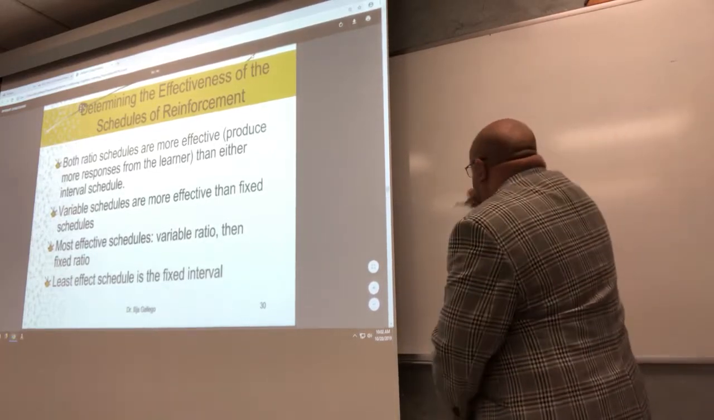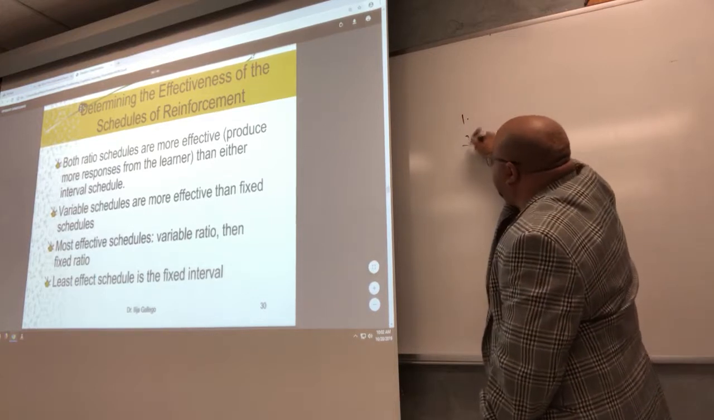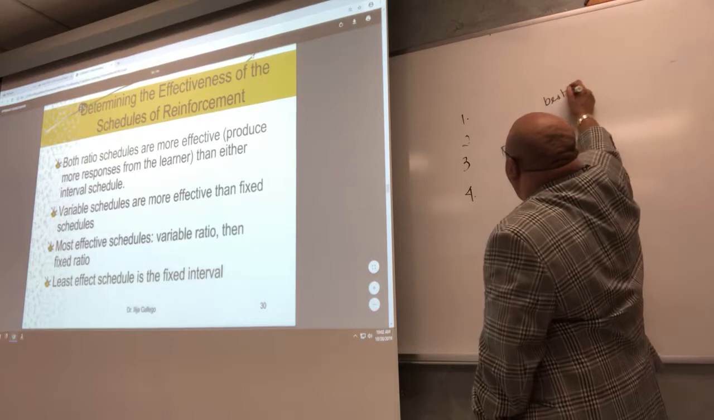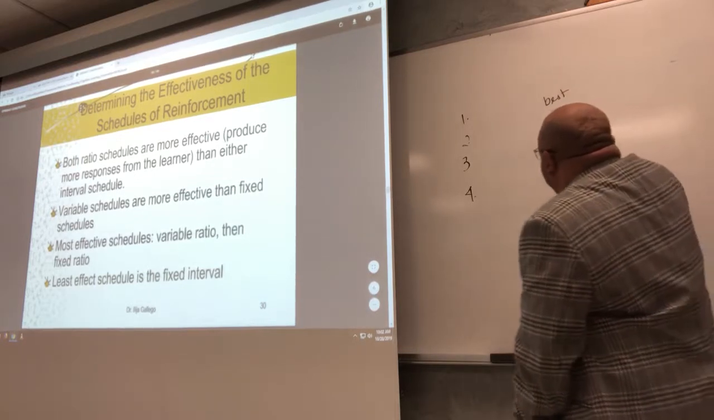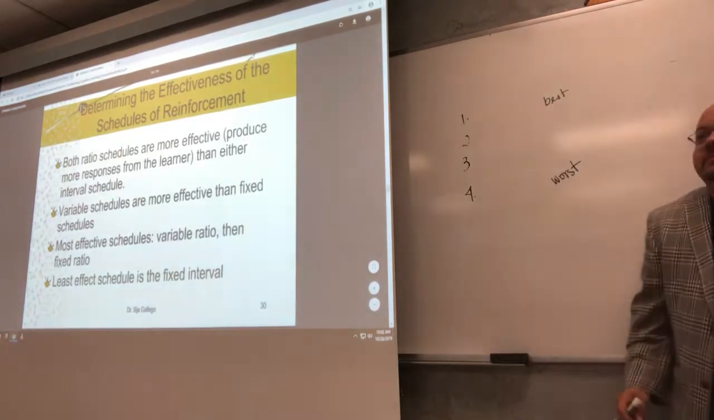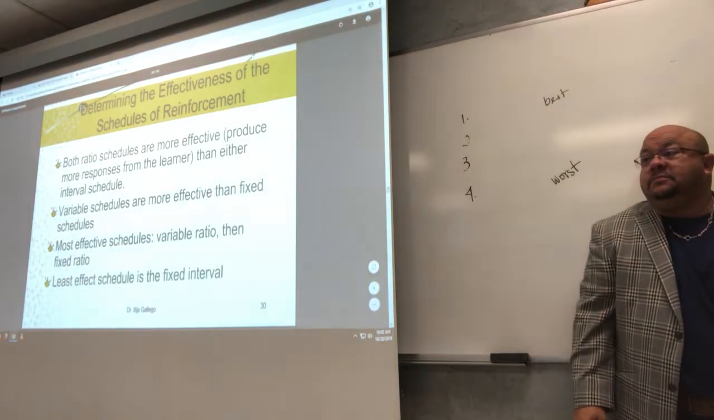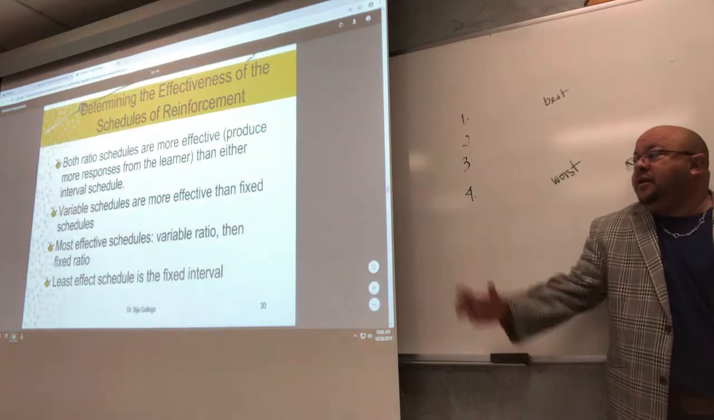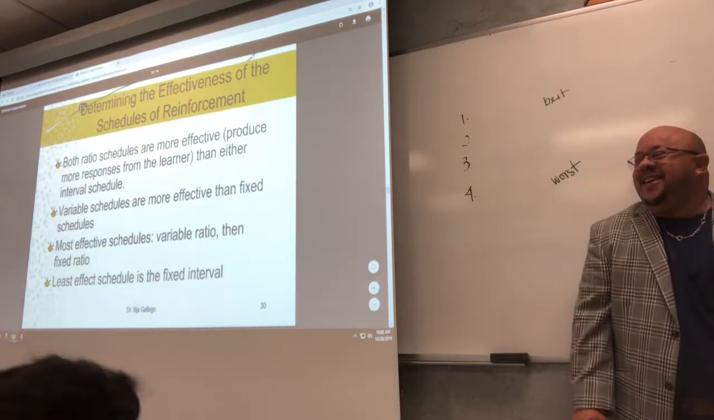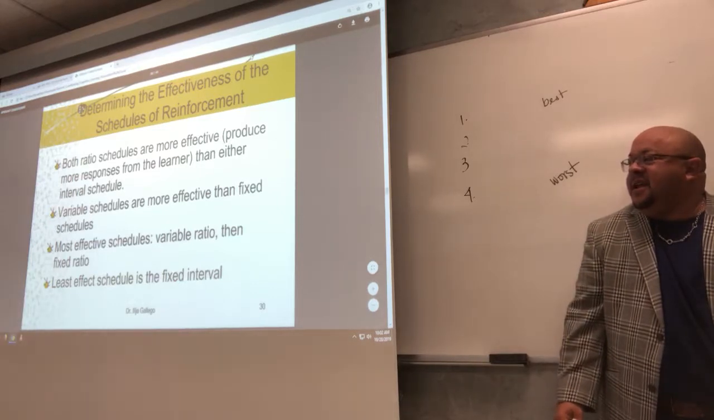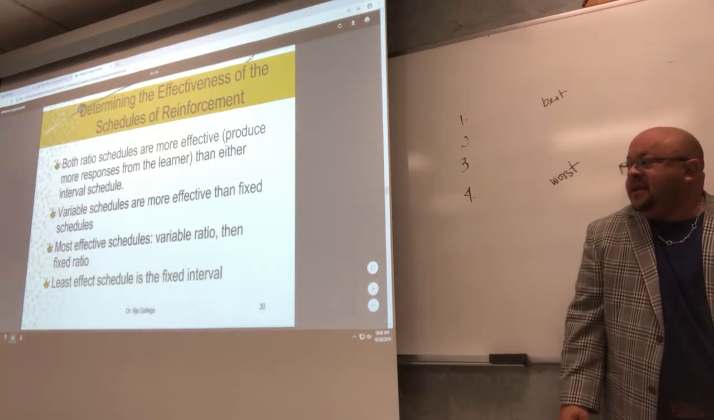Okay, so we're going to go 1, 2, 3, and 4. This is going to be the best one, and 4 is going to be the worst. Best at what, people? To not let the response extinct. Who's talking? Oh, there you are. I cannot see you. I think you mean that the best type of reinforcement is the one that doesn't let the response extinct, right?